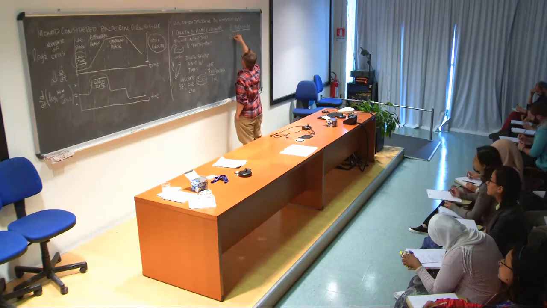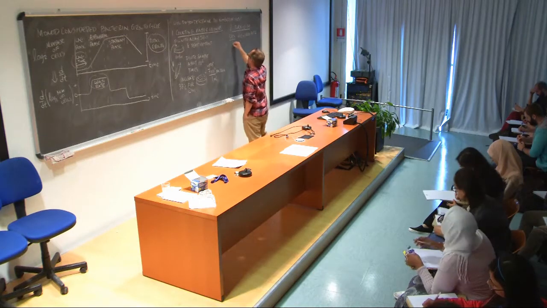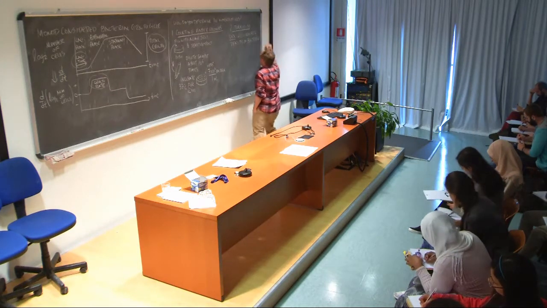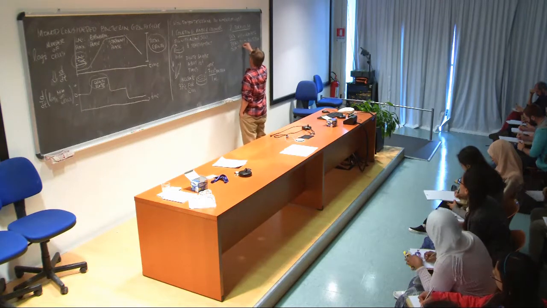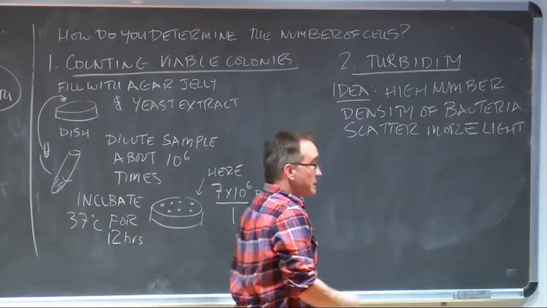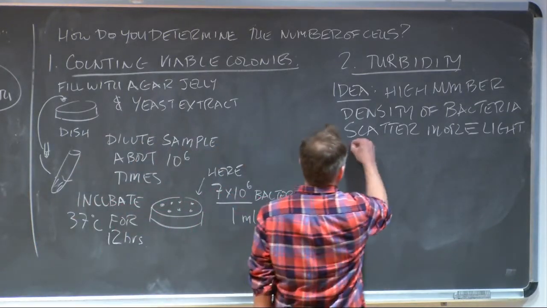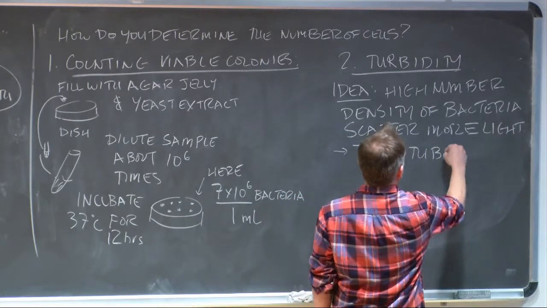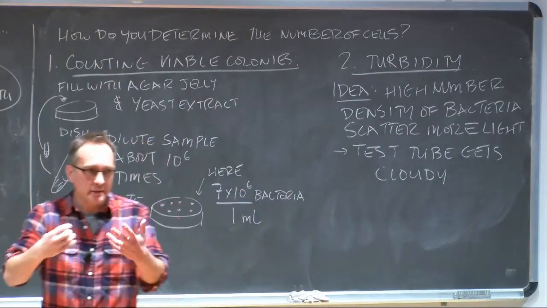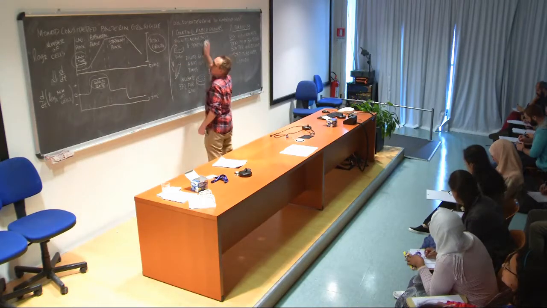So the idea is that high number density of bacteria scatter more light. And said sort of in less scientific words, the test tube gets cloudy. And so, as I say, we can use that as a quantitative measure for number density in the following way.